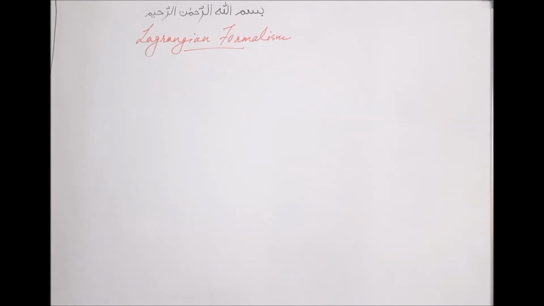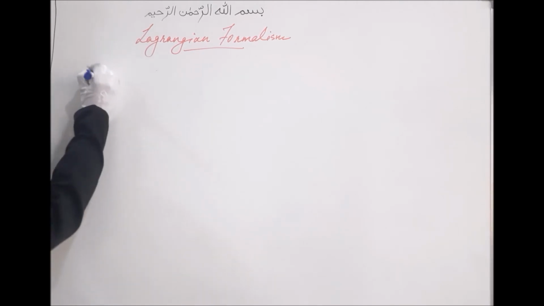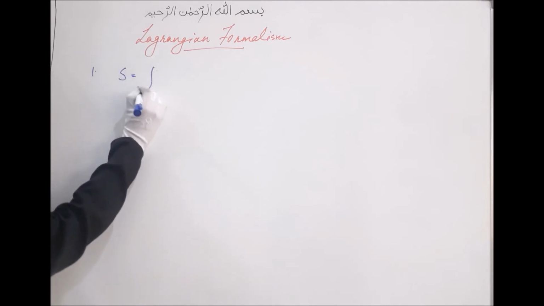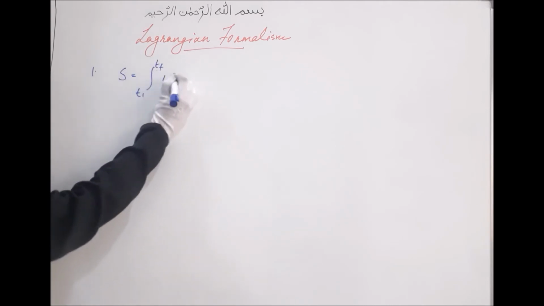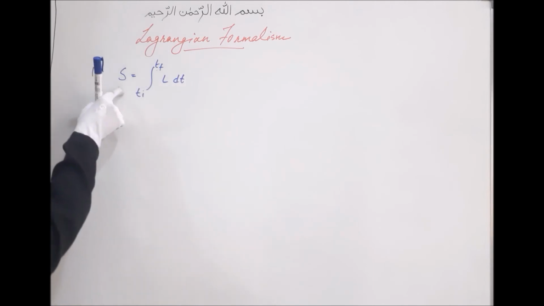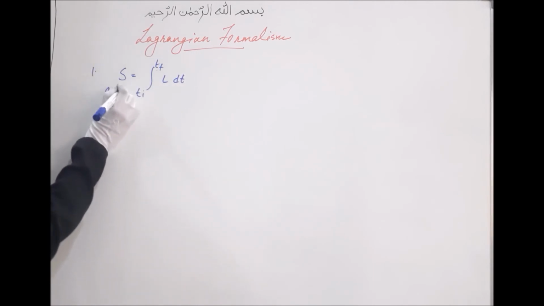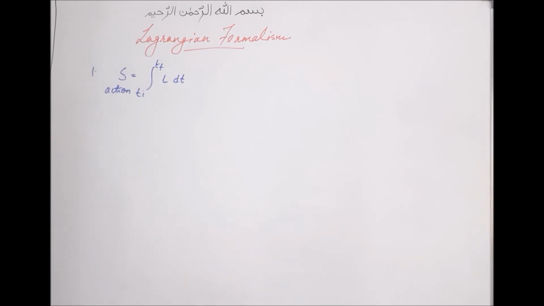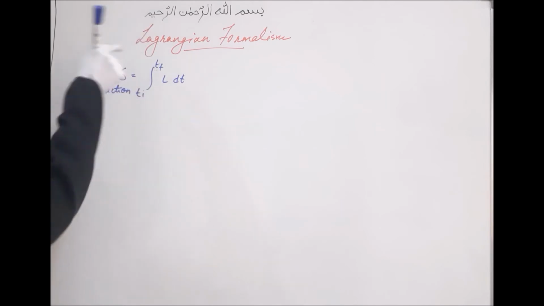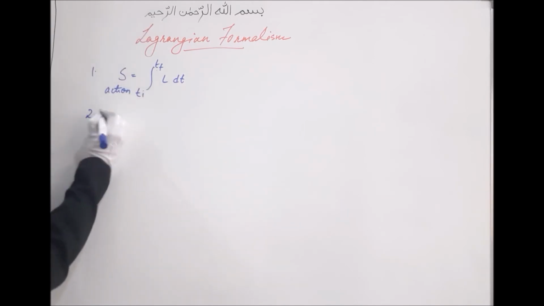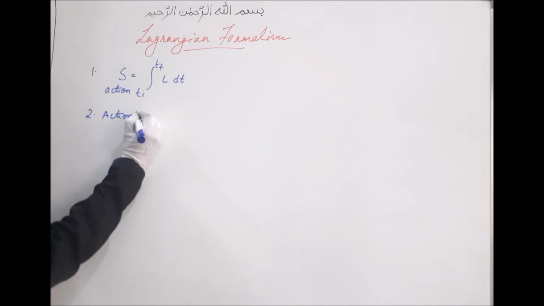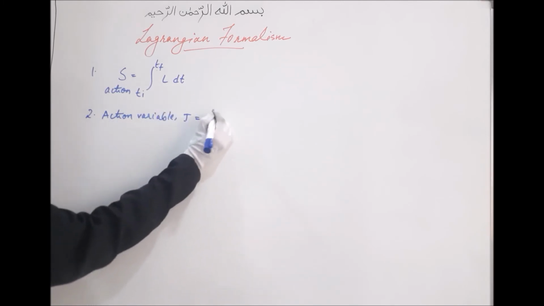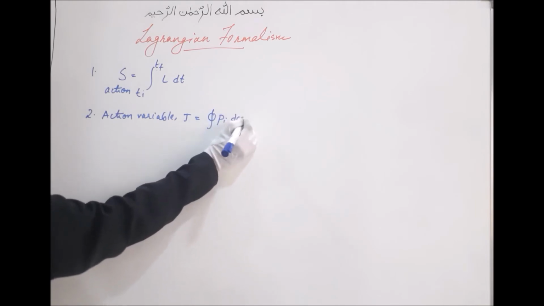Some points to remember: we can define a function S is equal to the integral from some t initial to t final of L dt, where this S is called the action. The action can be defined as the time integral of the Lagrangian from some initial time to final time. The action variable is given by J. J is equal to the closed integral of p_i dq_i.